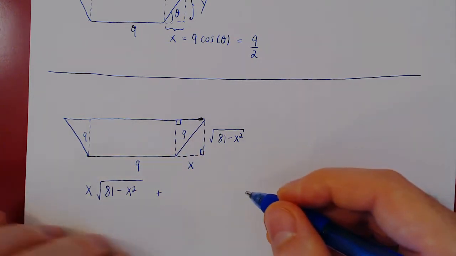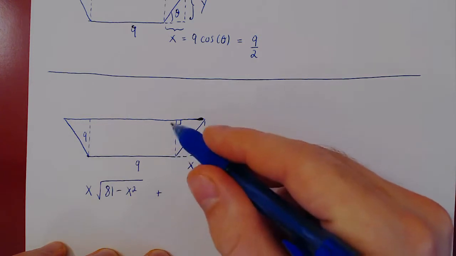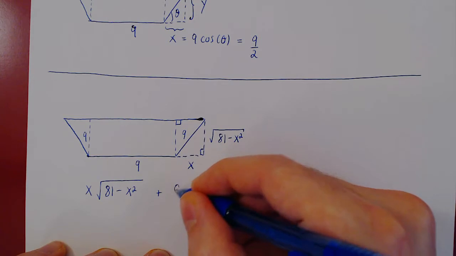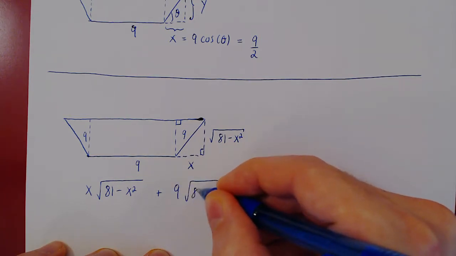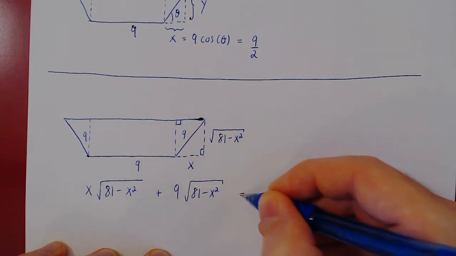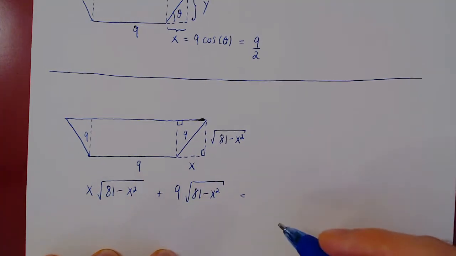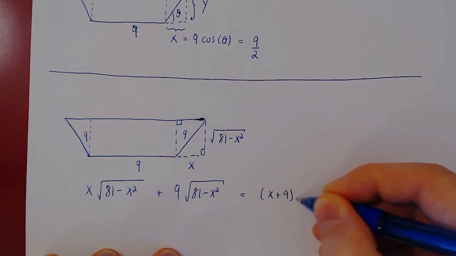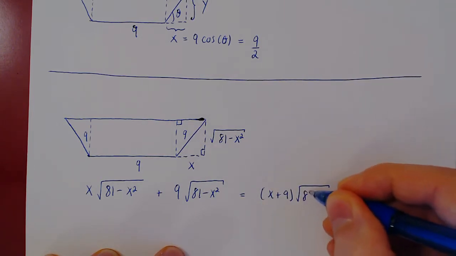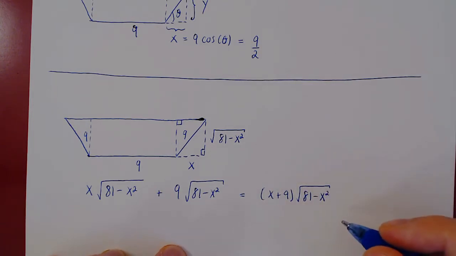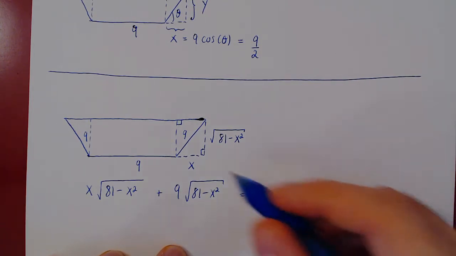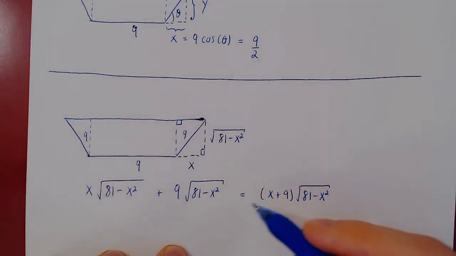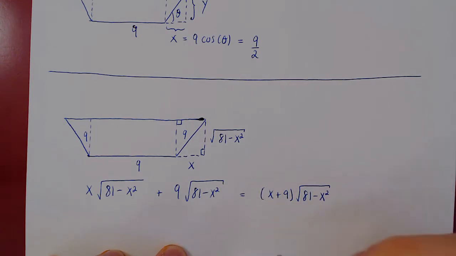Plus, of course, the area of the rectangle, base times the height. The base is 9, the height is the square root, so plus 9 times the square root of 81 minus x squared. You can factor the square root from both terms and you're left with x plus 9 times the square root of 81 minus x squared. So now you have a function of x, not a function of theta, representing the area of the trapezoid. So you want to maximize this function as before.